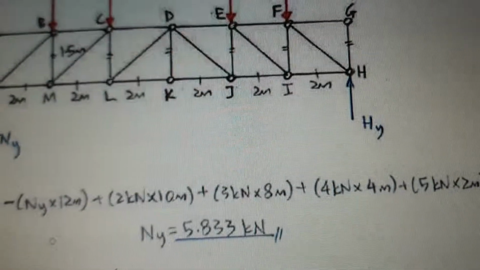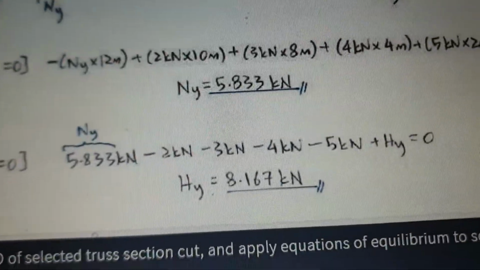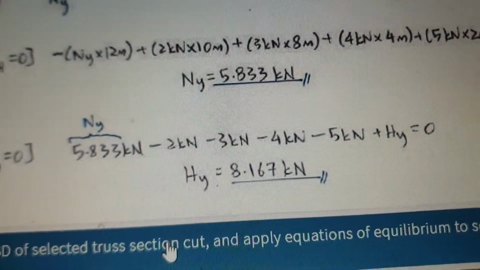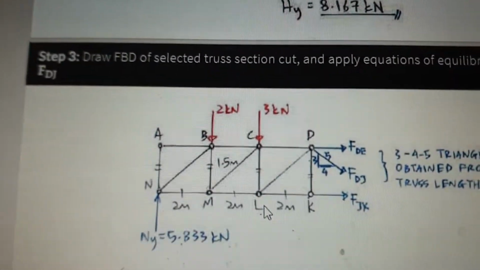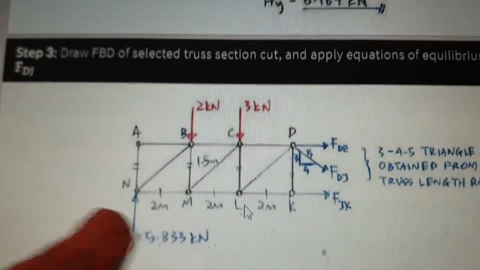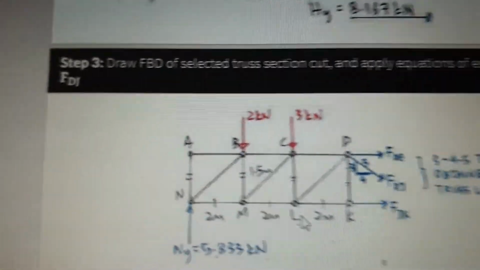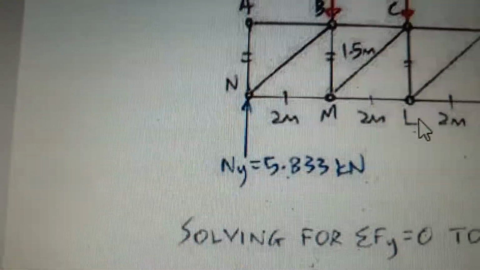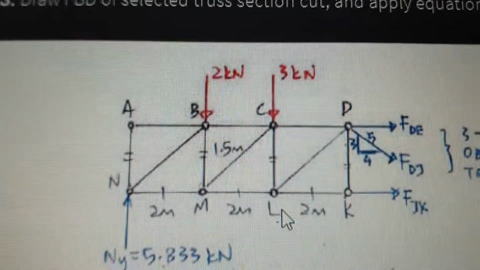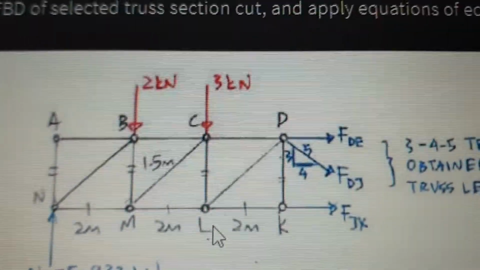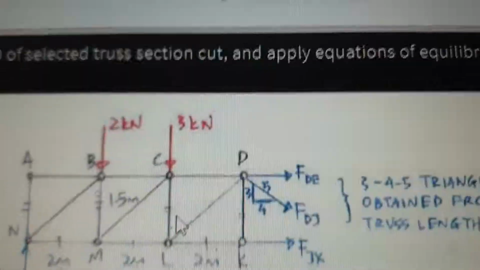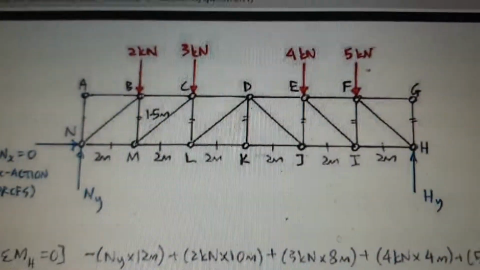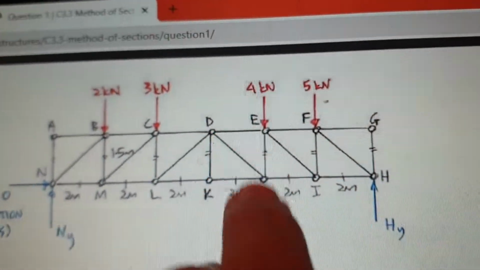Now let's take the section method and the section cut. There are two ways: either you take one side or the other side. Here he took the left side. So in the left side, there is one force, NY 5.833. There is 2 kilonewton at point B down, and there is 3 kilonewton at point C down, and there is this cut. Let's look at the member, this cut. He wants to know this cut.